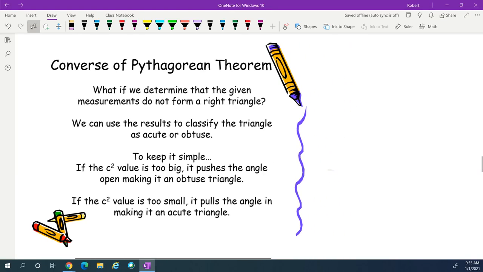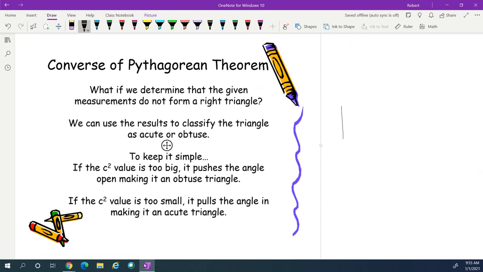So visually, what I want you to think about is, if we have a right triangle, this C value is the perfect size. Well, what if that C value was too long? It would open this angle up, making it obtuse. So the flip side of that is, what if the C value was too short? It would pull this angle in, making it acute. So we're going to focus on that C squared number.